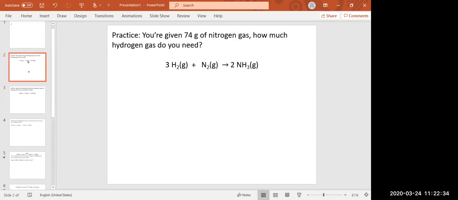Okay, let's practice with this one. You are given 74 gram of nitrogen gas. How much hydrogen gas do you need? And two, nitrogen gas, hydrogen gas.